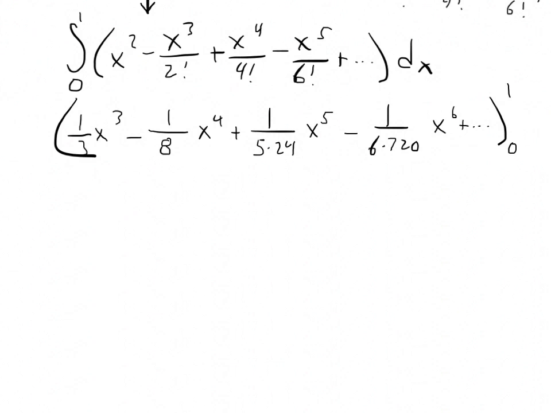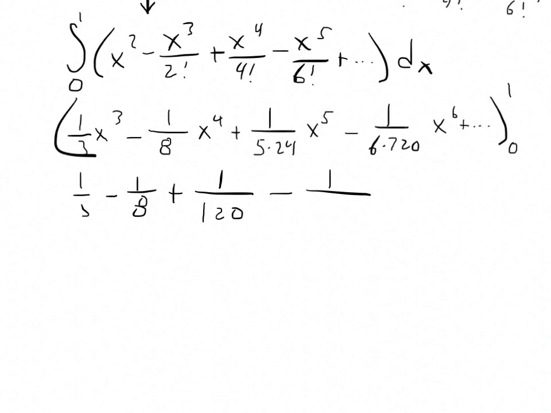And this is really where the magic happens. Because my bottom bound is 0, and I was centered at 0, all of these terms are going to disappear. So I'll plug in 1 for the top and get 1/3 minus 1/8 plus 1 over 120 minus 1 over 6 times 720, which is 4,320, and so on. So it'll be all that minus 0, right?